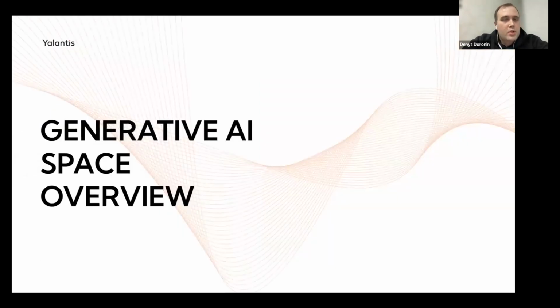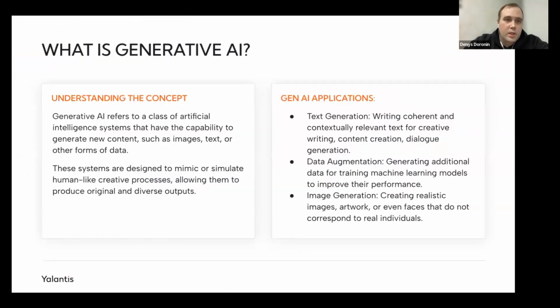First, let's talk a little bit about the generative AI space. So what does generative AI mean? Generative AI is a set of artificial intelligence systems that have the unique capability to generate new content. You can generate text, images, and other forms of data. Such systems can simulate human-like creative processes, and that allows them to create original and diverse content.